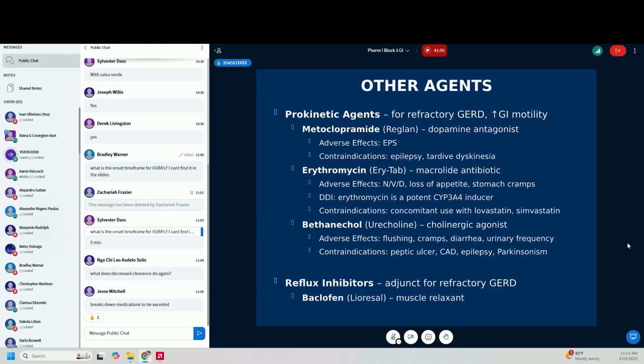So when you're looking at these, these are all refractory situations. Okay, these are not your first-line situations. These are all refractory situations.